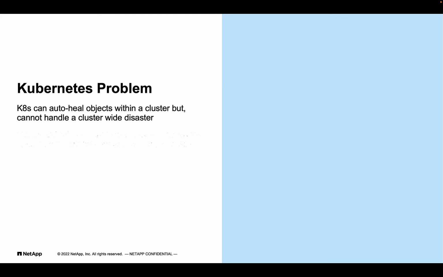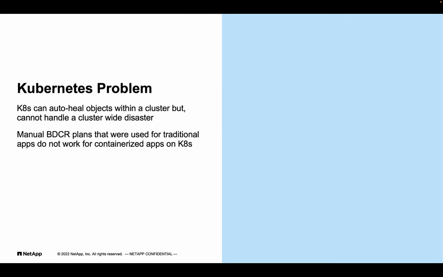To add to that, the typical manual operations that have been employed to recover traditional monolithic applications do not hold good for microservices-based Kubernetes applications due to the need to protect several logical components of a Kubernetes application. For applications on Kubernetes, what should an ideal BCDR plan deliver?